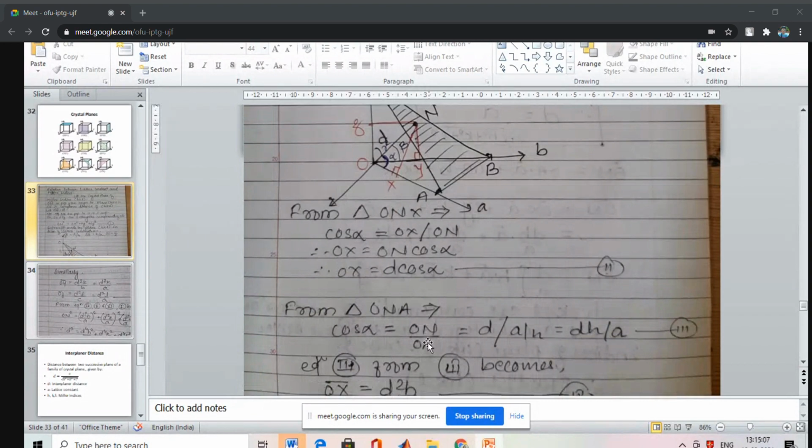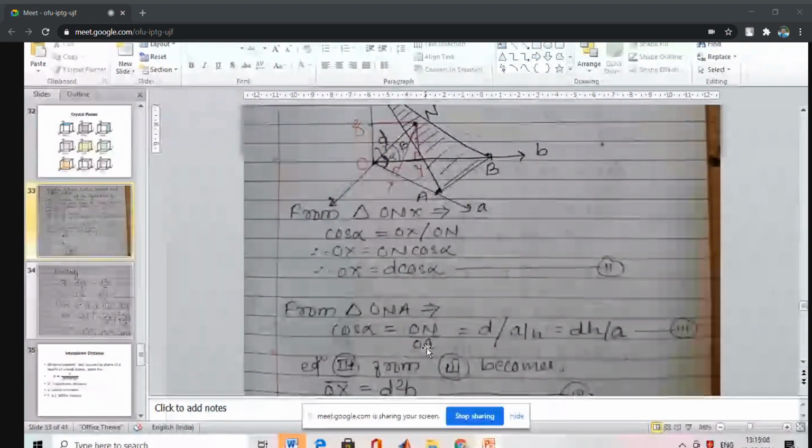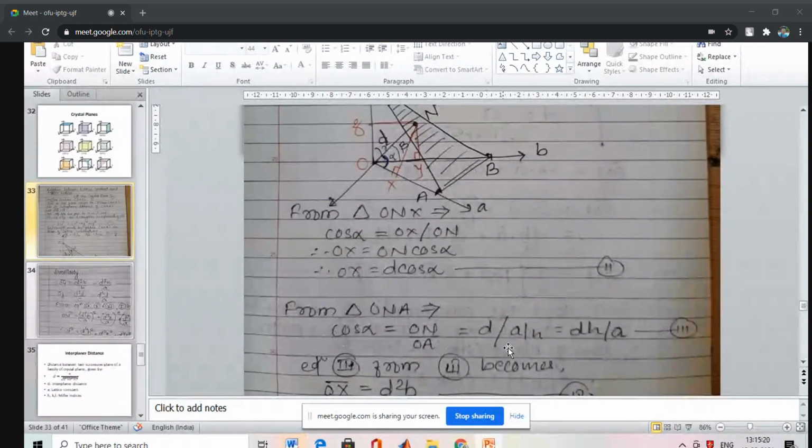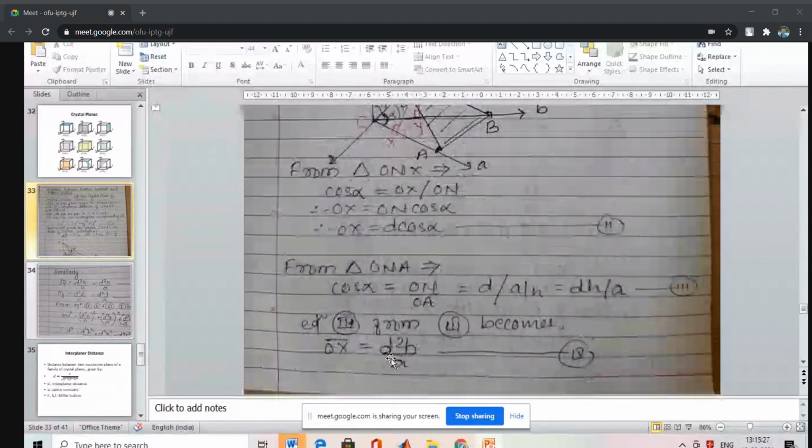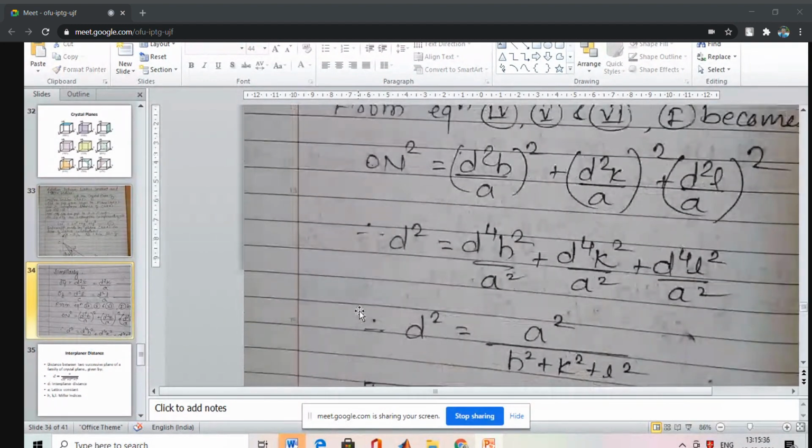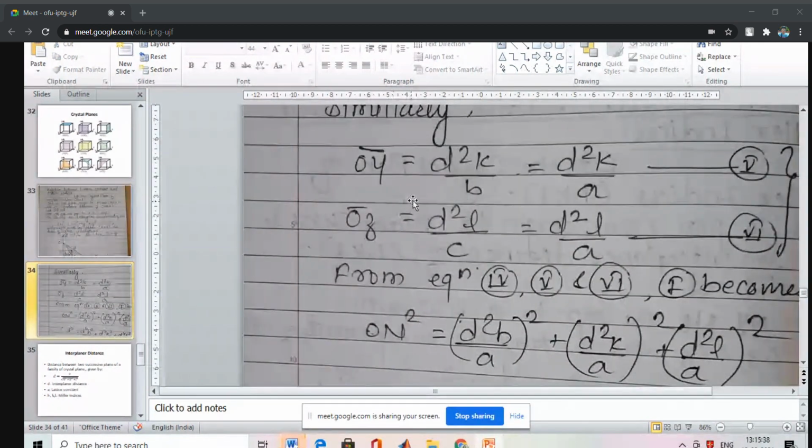OA is the intercept made by this plane. This intercept is on the axis A, and the index of this plane along A is H, so the intercept will become A by H, and so cos alpha is dH by A. So OX will become d into dH by A. So this is the first component of the direction or vector ON. Similarly, OY and OZ.